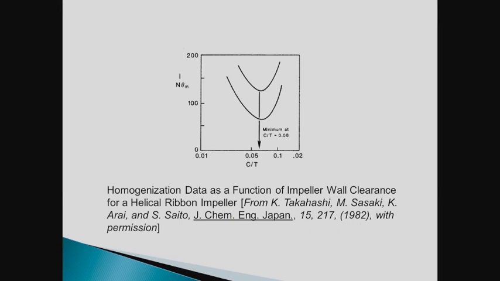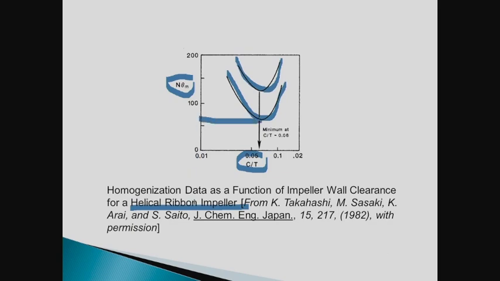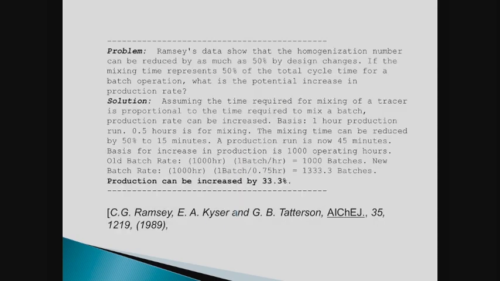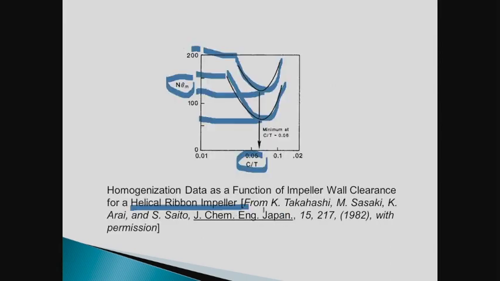Again, this is n theta value versus wall clearance for a helical ribbon impeller. You can see that you have a minimum where you may have 60 revolutions to mix or maybe 130 revolutions to mix. But up here it's 150 or 200 revolutions to mix. So if I'm optimizing, I want to figure out where the lowest n theta values are. Okay, any questions on that?